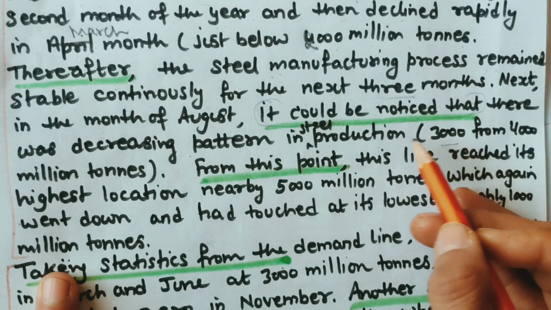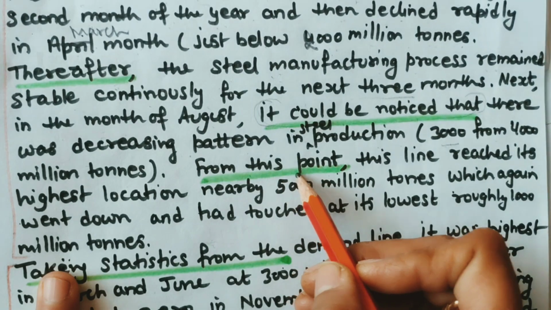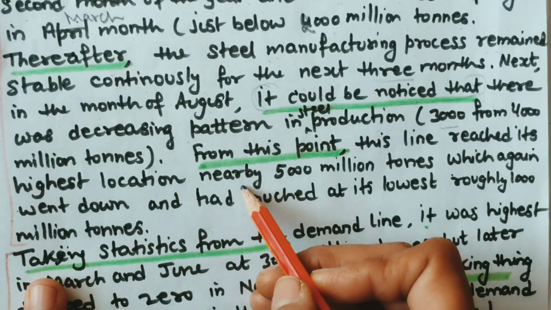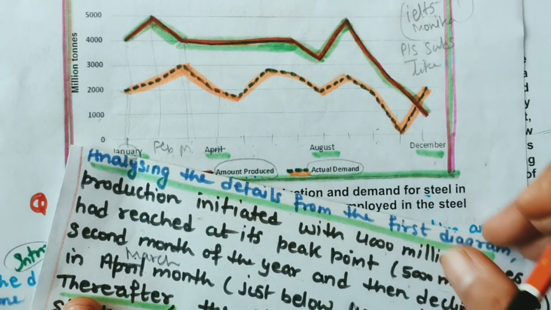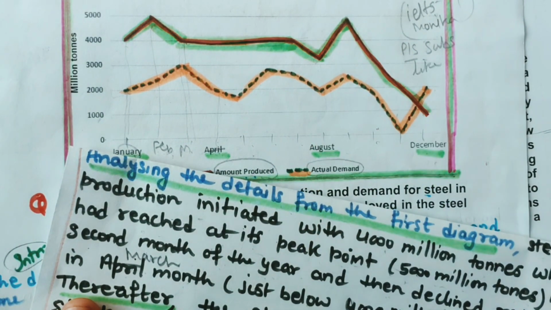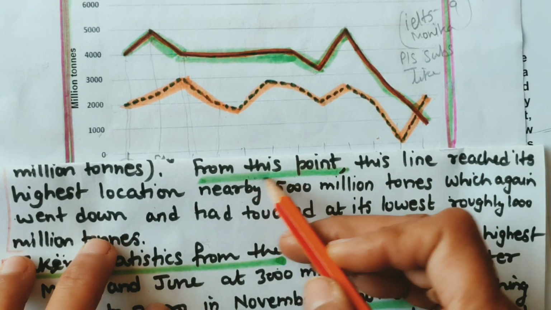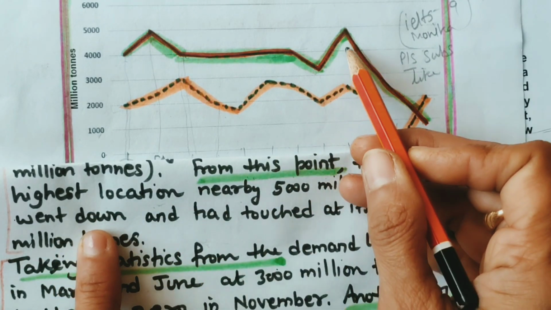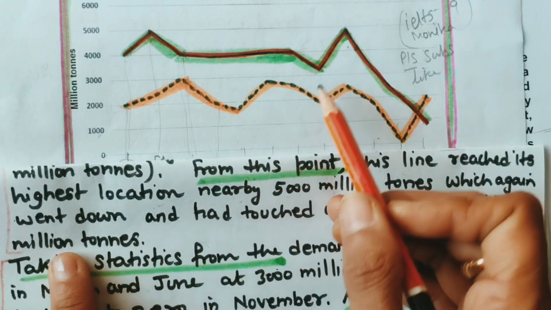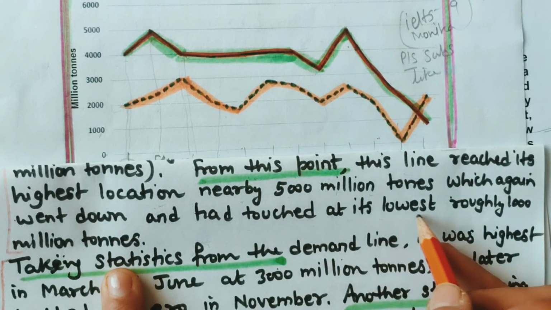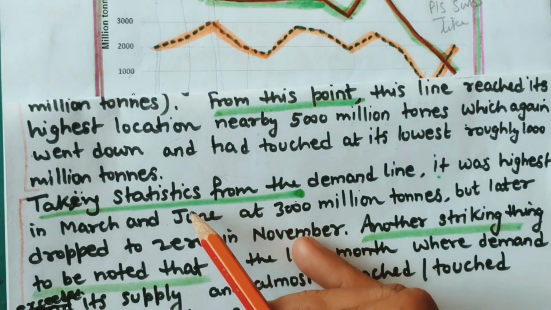Steel production went from 4,000 to 3,000 million tons. From this point, this line reached its highest location, nearby 5,000 million tons, which again went down and touched its lowest, roughly 1,000 million tons. So important things we have discussed. Okay, taking statistics from the demand line.